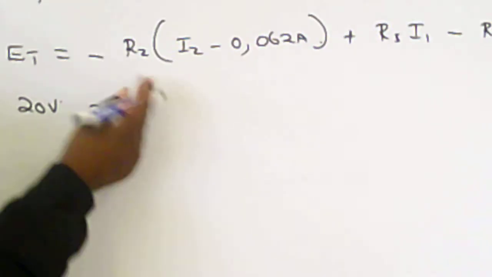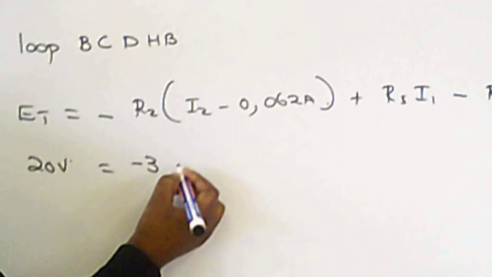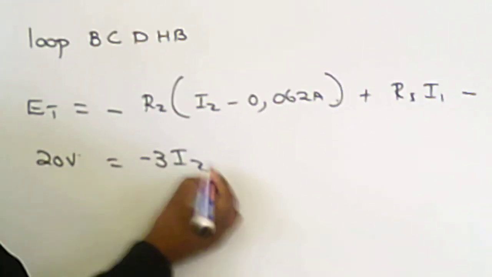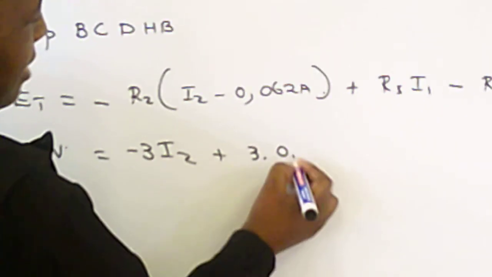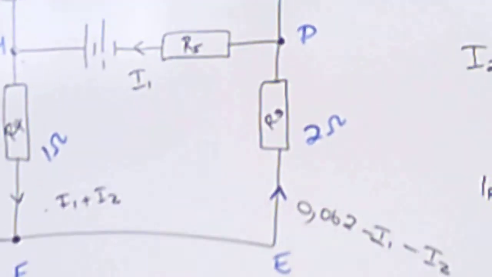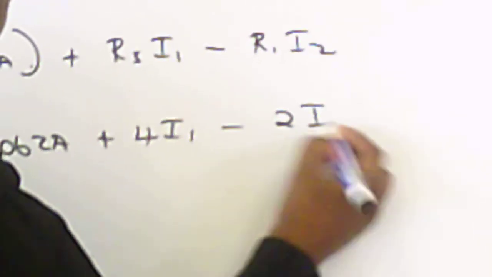Your R2 is 3, negative 3. You multiply here, it's going to be negative 3 I2. Negative and negative is positive, 3 multiplied by 0.062, plus, for I1 here we have the value of our R5. It was given as 4. Here we have 4 ohms. Then it's going to be 4 I1 minus, then we have 2 I2.